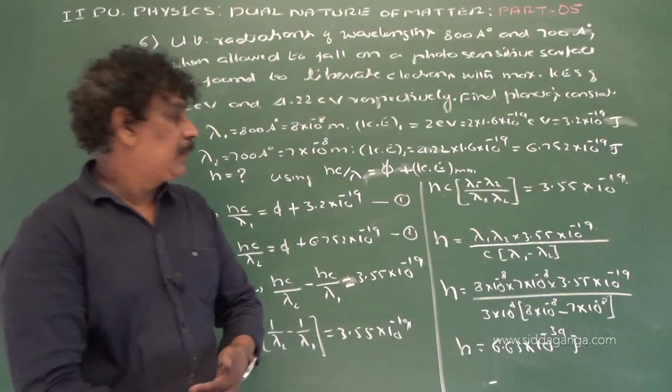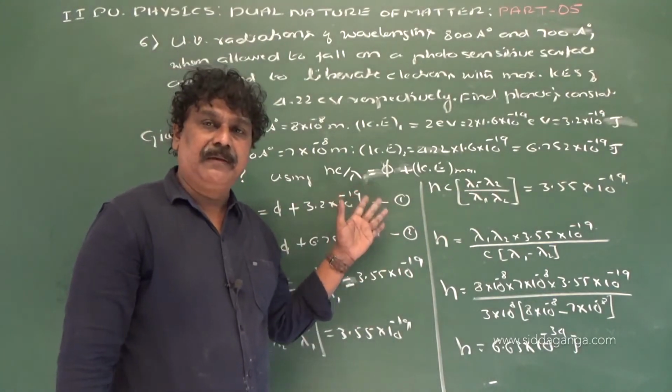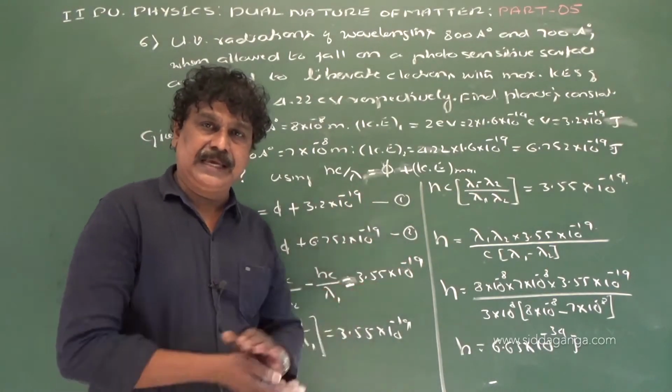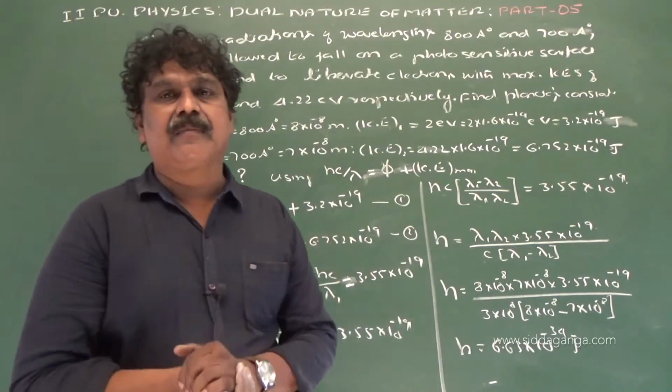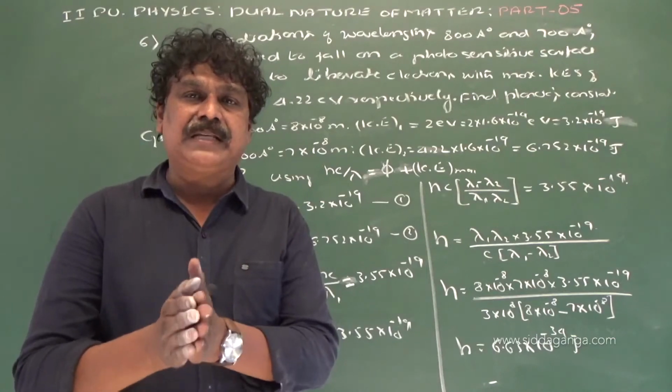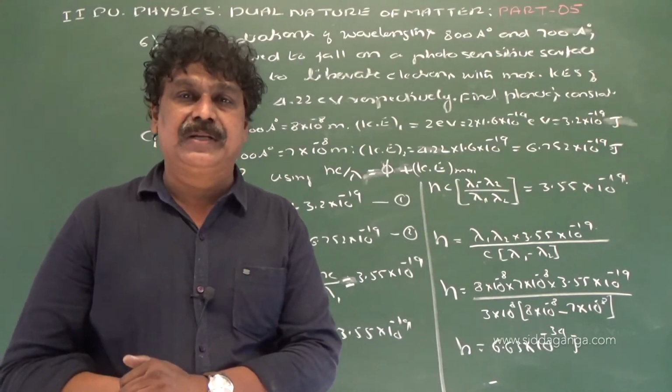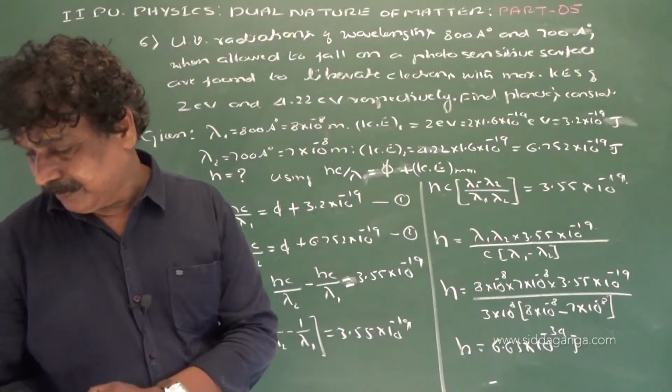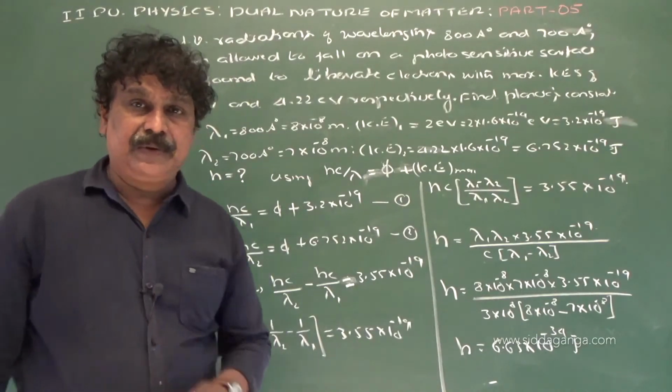Right. So, the problems will be very simple in this case, because the main formula is incident energy is equal to work function plus maximum kinetic energy of electron. Okay, we shall continue in the next class.